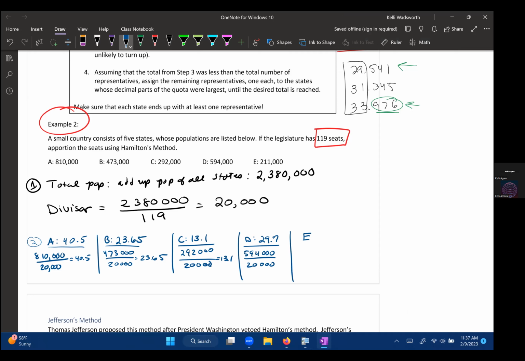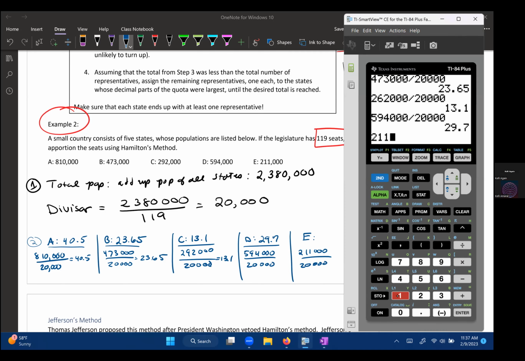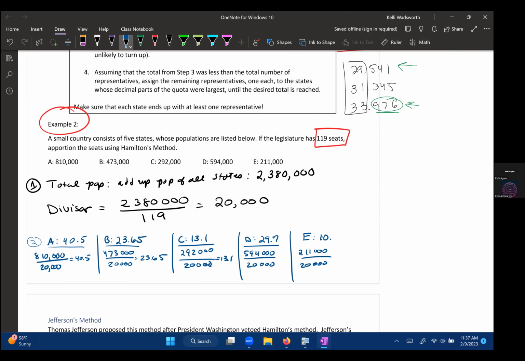Okay, and then finally, state E. Their population was 211,000, and that gets divided by 20,000. So 211 divided by 20: 10.55. All right, so those are the quotas for each state. I'm going to put boxes around them. We'll put one box. Those are the quotas.